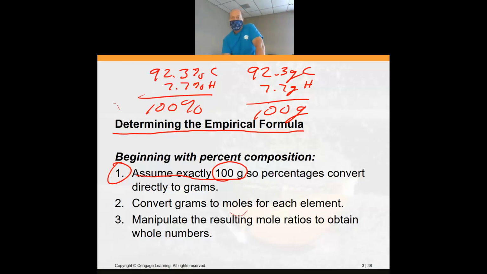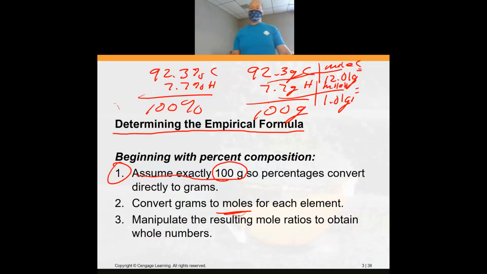Convert to grams, all right? It is grams now. So now convert it to moles. To convert grams to moles, you divide by the molar mass: 12.01 grams per mole of carbon, and 1.01 grams per mole of hydrogen. So the first two things are pretty easy. With a 100-gram sample, they're now grams. Convert them to moles. You simply divide by the molar mass.